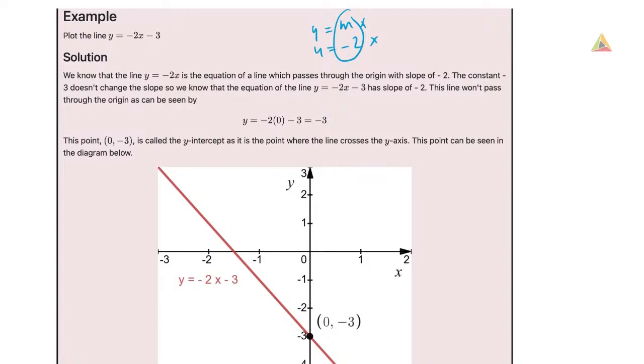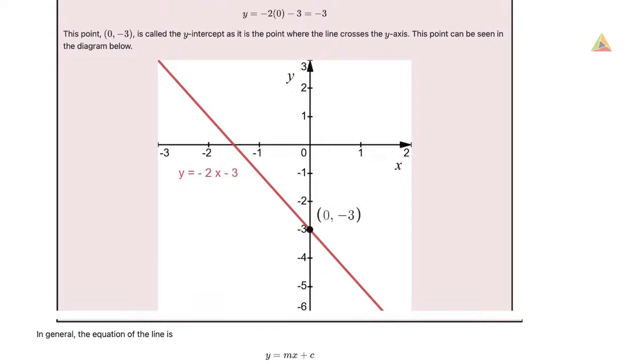So this line won't pass through the origin, as can be seen by y is equal to 2 by 0 minus 3 is equal to minus 3. So this point, 0 and minus 3, is called the y-intercept because it is the point where the line crosses the y-axis. So that's this point here, and this point can be seen in the diagram below.